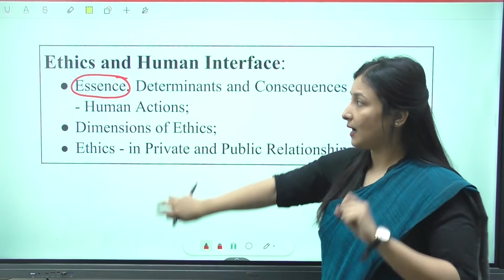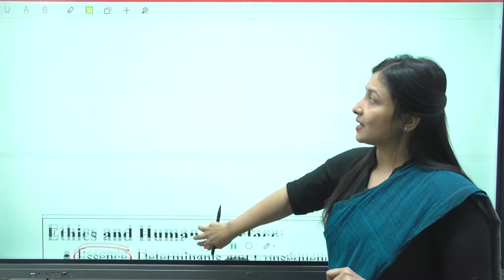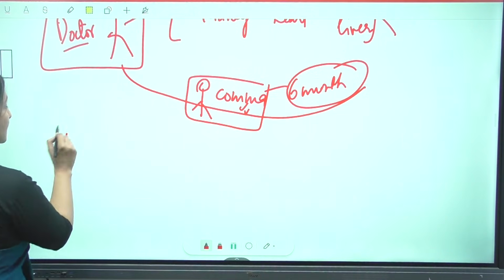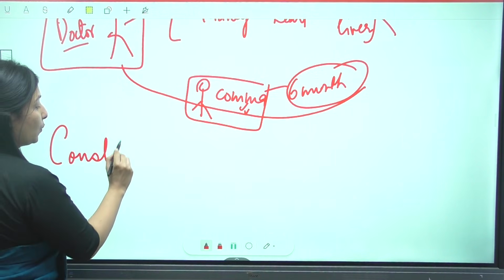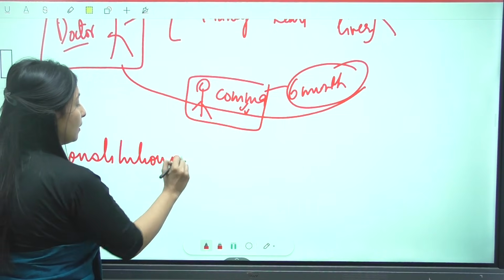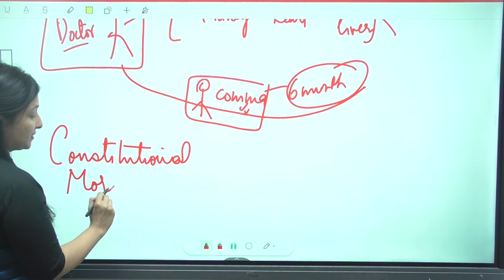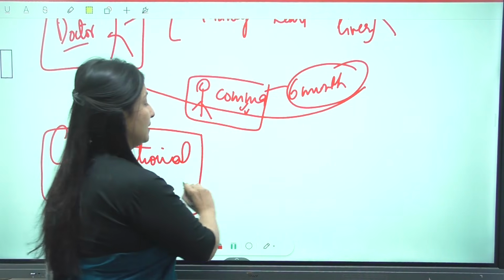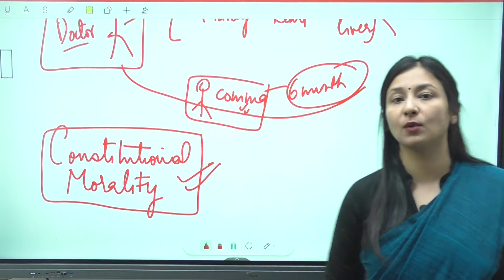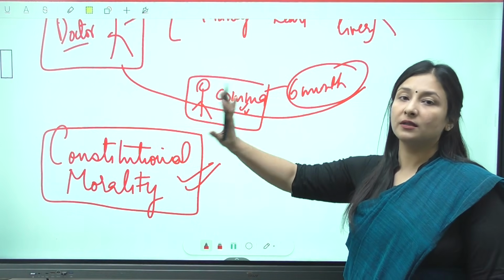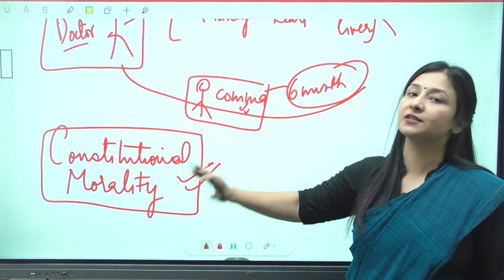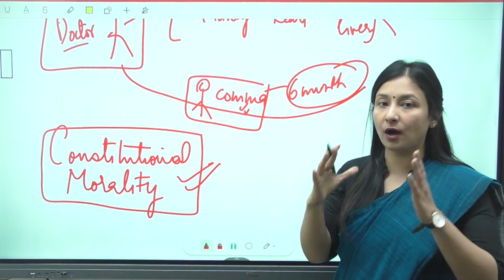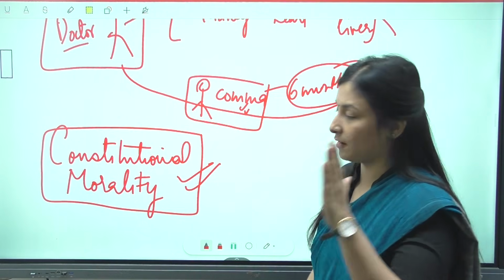Okay, for ethics, again I will repeat, in such case studies, two things you have to remember. You have to always supplement your answer with the constitutional morality. As a bureaucrat, as a civil servant, your duty will be that the constitution is the supreme law of the land. You will uphold the values of justice, equality, fraternity, liberty. Is it clear? That should be reflected in your approach of decision making in governance.